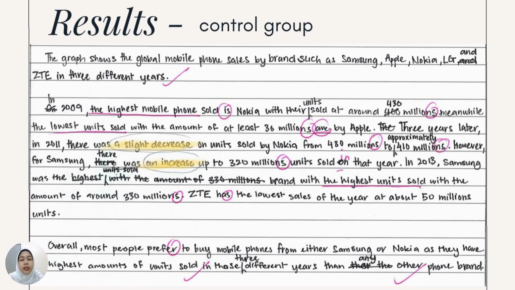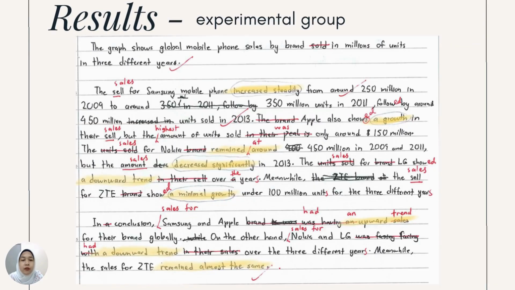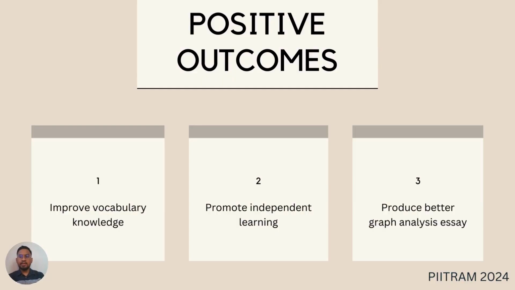So as you can see here, this is a sample from the control group. This student did not use Synonym-Aid, and as you can see, the student has limited vocabulary, only using decrease and increase to describe the trends, whereas the student from the experimental group uses a lot more varieties of vocabulary with accuracy and minimal repetition. So, it is clear that Synonym-Aid brings many positive outcomes to students.